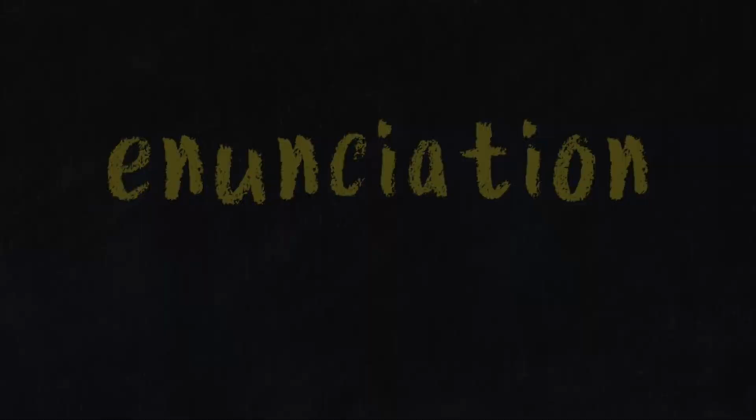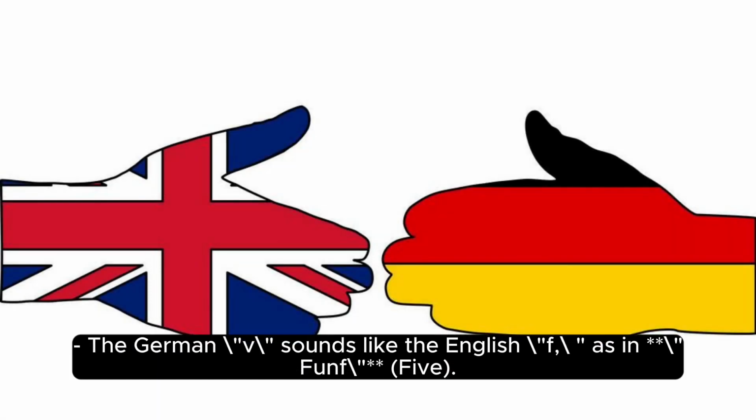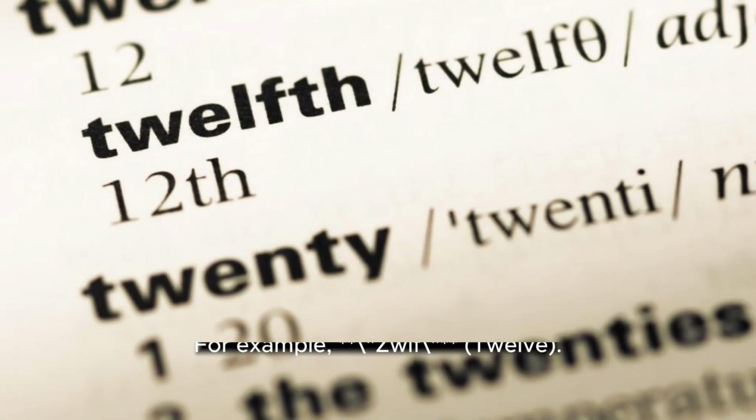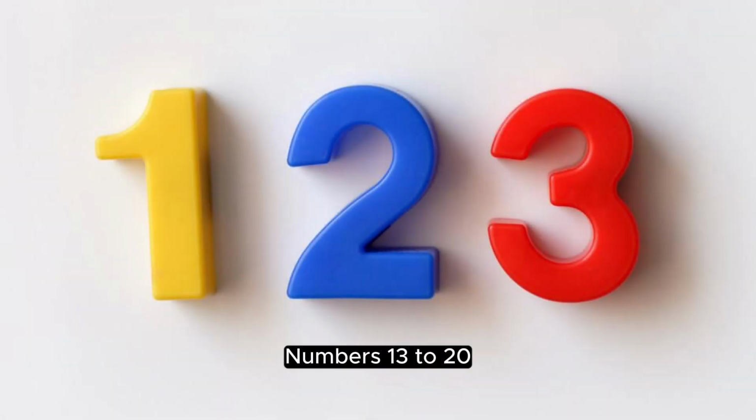Pronunciation tips. Note the pronunciation changes in certain situations, like s at the end of a word or after the last vowel. The German v sounds like the English f, as in fünf, 5. Umlaut, represented by 2 dots on vowels, affects pronunciation. For example, zwölf, 12.